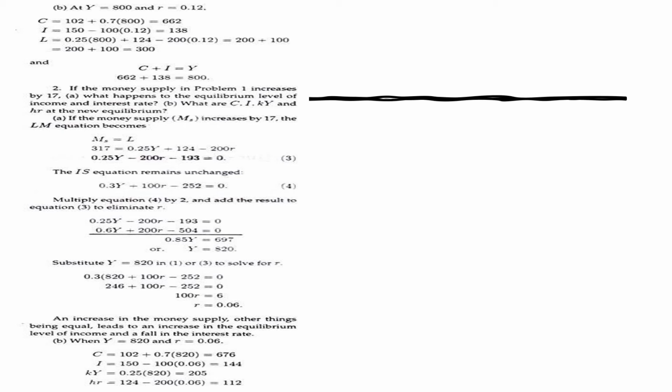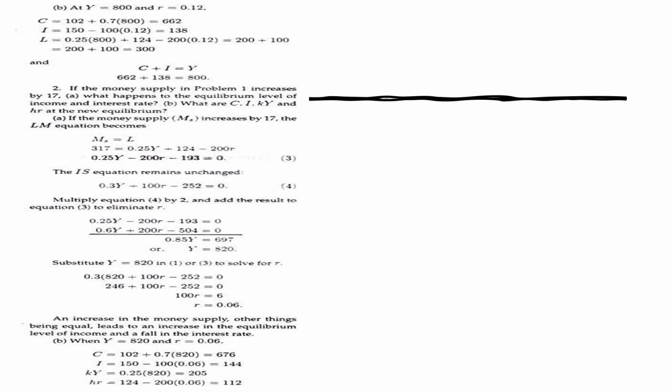Now the second question is that if the money supply in problem 1 increases by 17, what would happen to the equilibrium level of income and interest rate? That's the first question. The second question is, what are C, I, KY and HR at the new equilibrium level? And you also have to find the LM equation if the money supply is increased by 17.